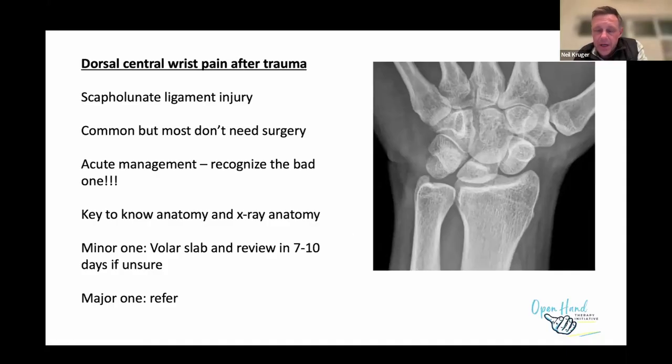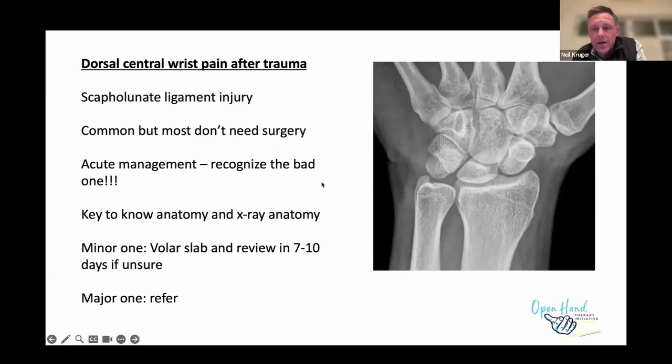People miss it all the time. This particular x-ray on the right-hand side was reported as normal by a consultant radiologist. And if you look at it, the scaphoid here, you can see, is high riding. Okay, it is flexed. There's a signet ring sign over here. And although you cannot obviously see, because this is not a stress x-ray, this is a significant scapholunate ligament injury. Okay. It is a common thing, and I would go so far as to say that most don't need surgery. But it is important that you recognize it early and manage it appropriately.